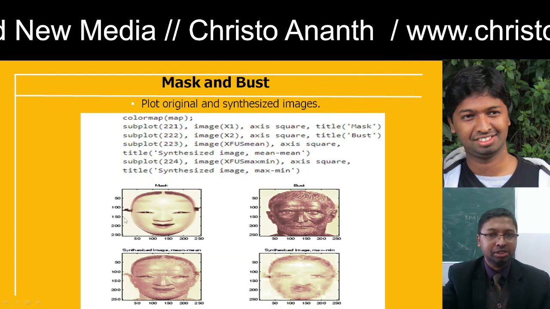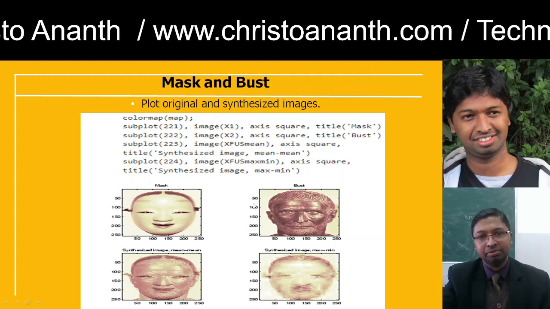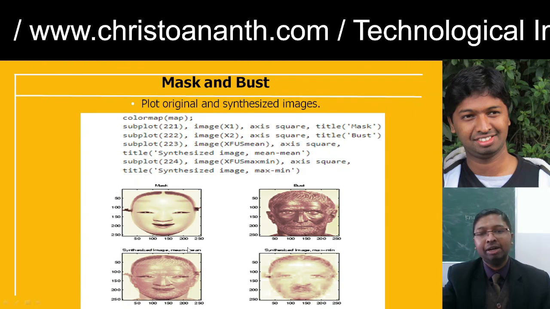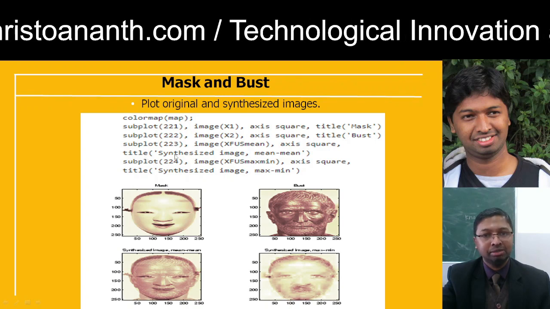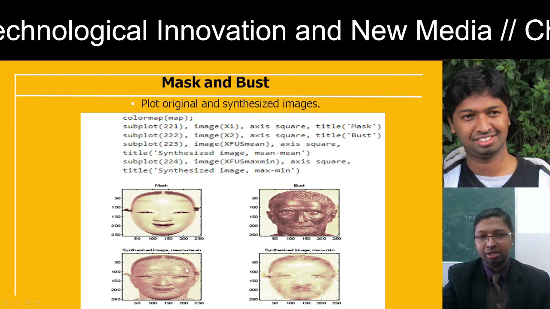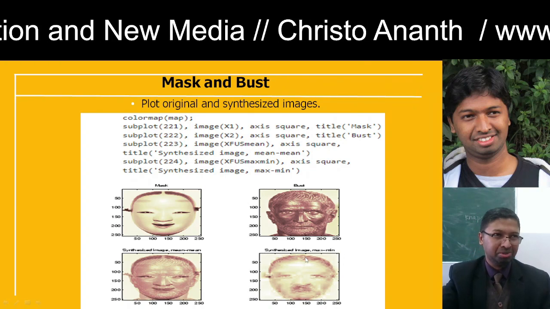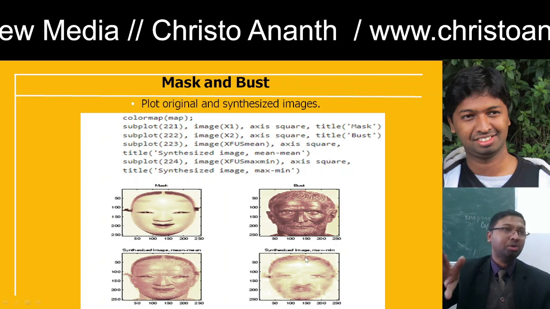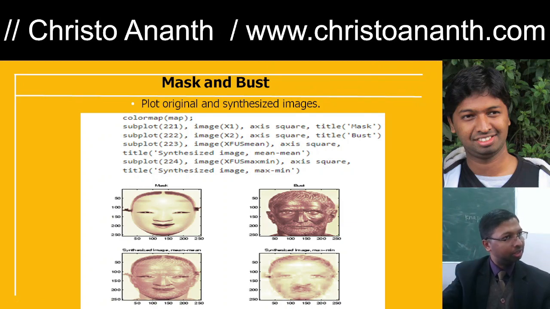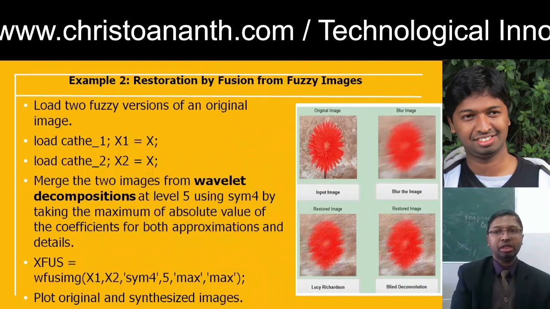So here you can see this is the mask and this is the bust, so identify the difference between them. Then you have the synthesized image, that's the third one, 2-2-3, which will have the mean. Then you'll have the synthesized image maximum minimum. So the fourth one is actually smoothing the image. Then you will have the synthesized version. Right.